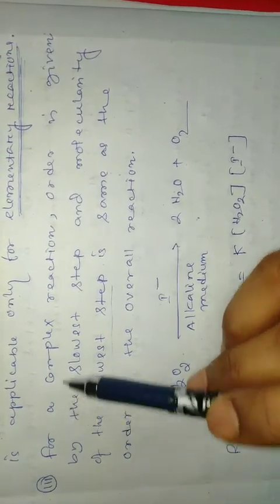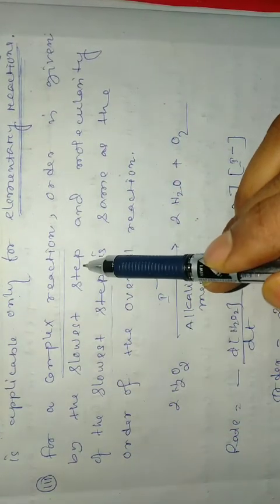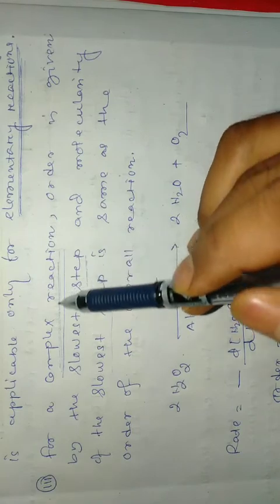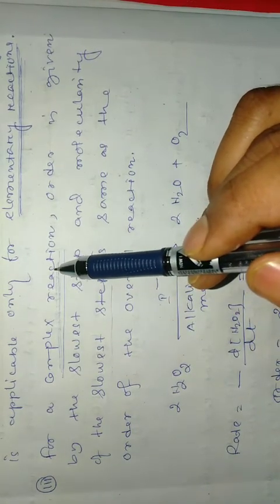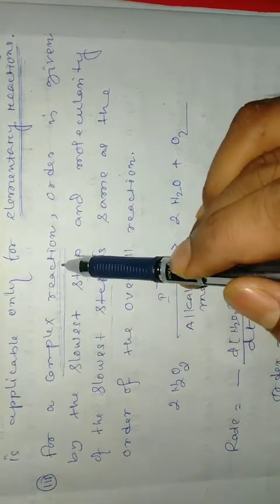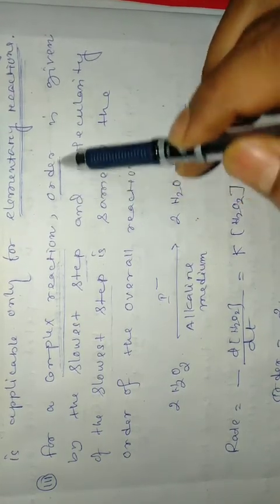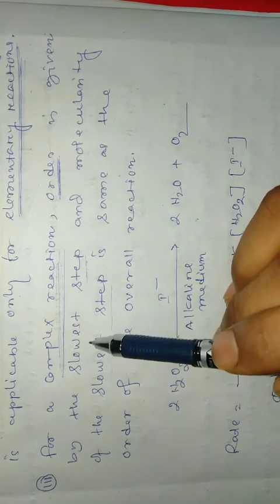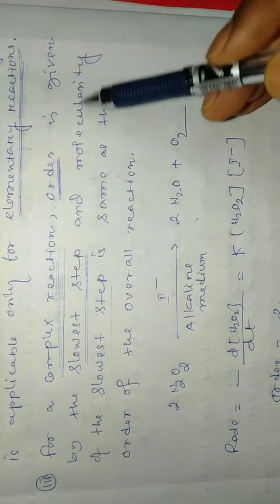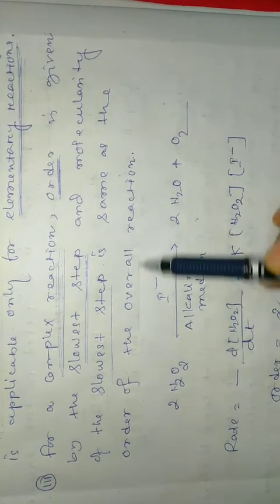So for a complex reaction, order is given by the slowest step. A complex reaction is completed in a sequence of steps. In a complex reaction, some steps are fast, some steps are slow. So एक complex reaction का order होता है, एक complex reaction के लिए order, एक complex reaction का order reaction का कौन से step से मिलता है? slowest step से मिलता है. And molecularity of the slowest step is same as the order of the overall reaction.